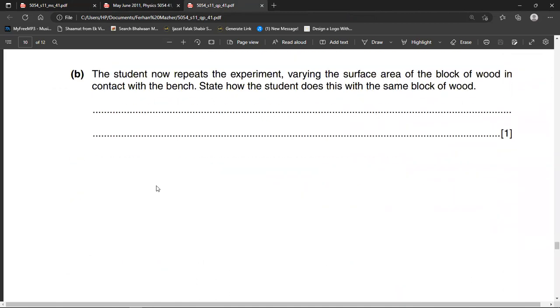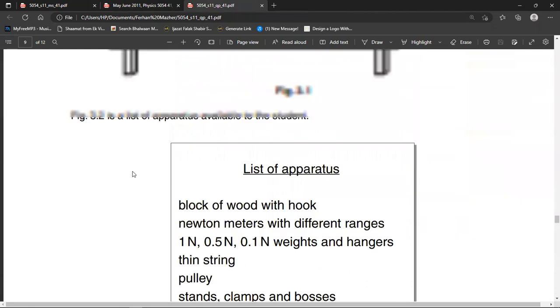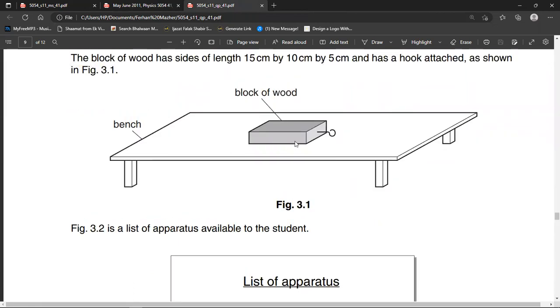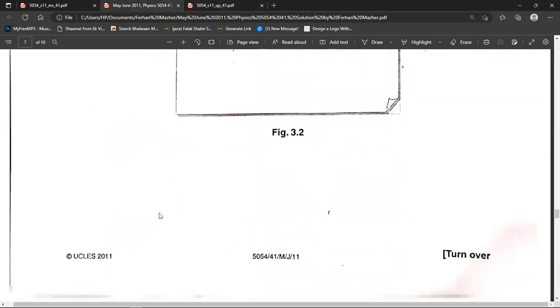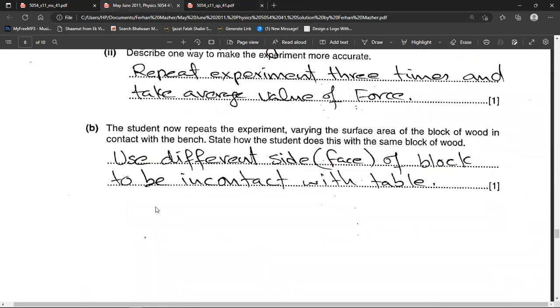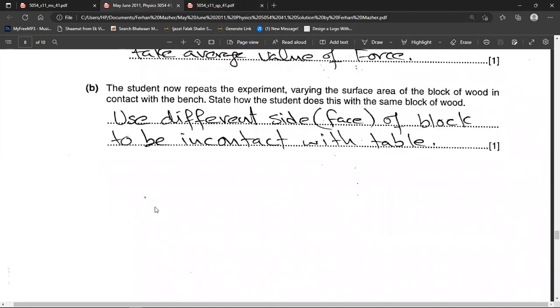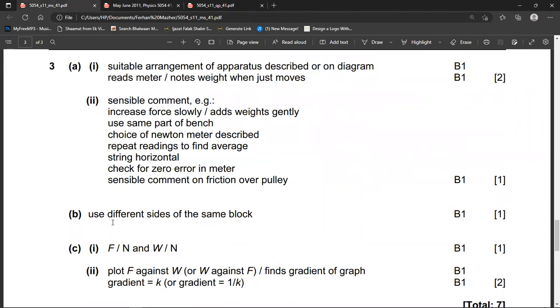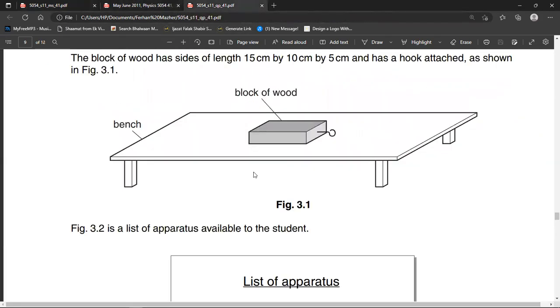And the student now repeats the experiment, varying the surface area of the block of the wood in contact with the bench. State how the student does this with the same block of the wood. You see the face of the block which is touching, this larger face is touching. Now you can put this face in contact with the table, so the surface area will change. Okay, just change the side of the block. Use different side or face of the block to be in contact with the table. That's my wording. Use different side of the same block. Okay, so that will change the surface area in contact with the table.